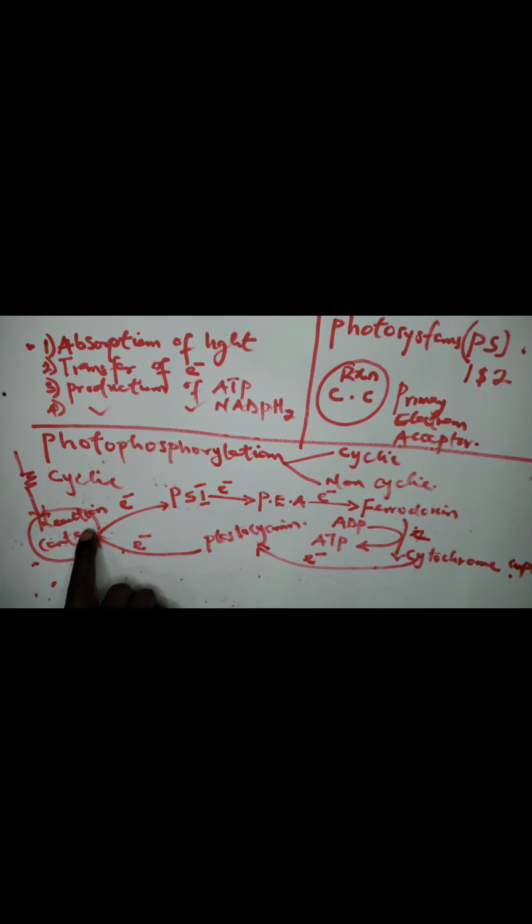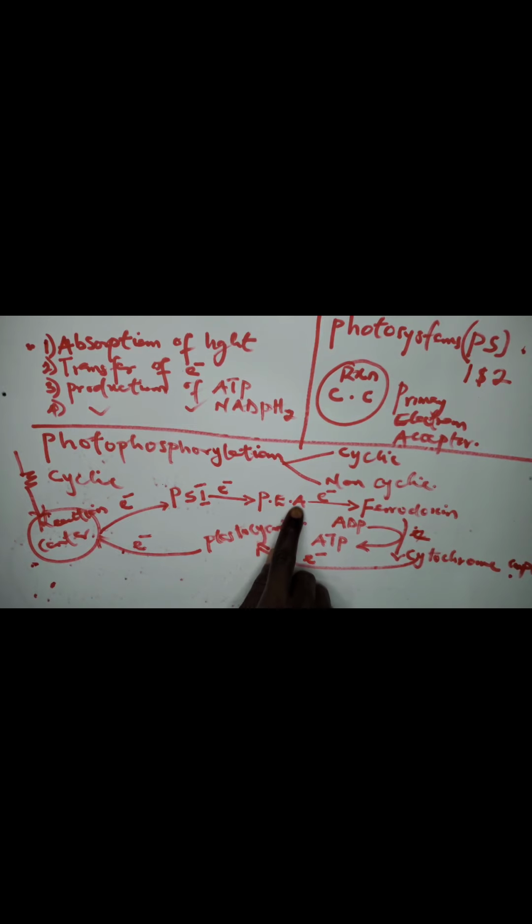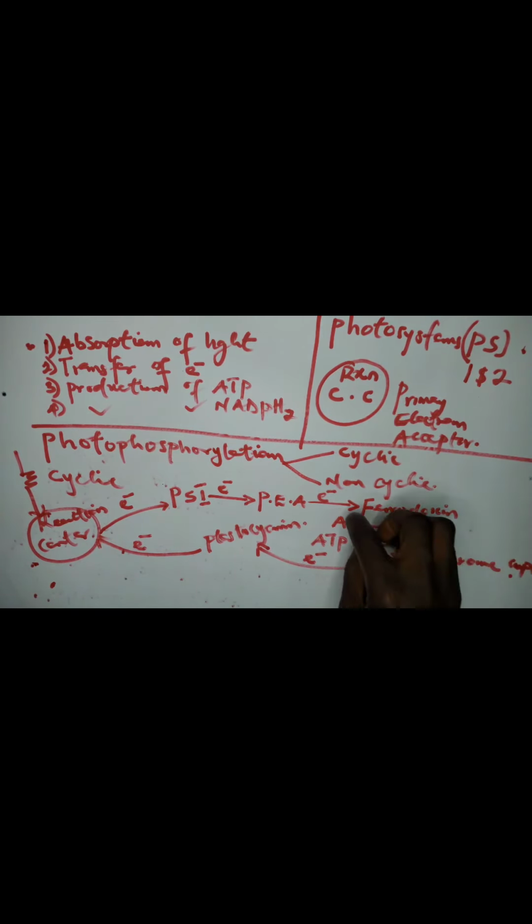From the reaction center, it is passed down to the PS1. Then from PS1, which is photosystem 1, it is passed to the primary electron acceptor. From that, it is passed to the ferrodoxine. It's also an electron acceptor, but this is the primary electron acceptor. So from ferrodoxine to cytochrome complex, we have the conversion of ADP to ATP.